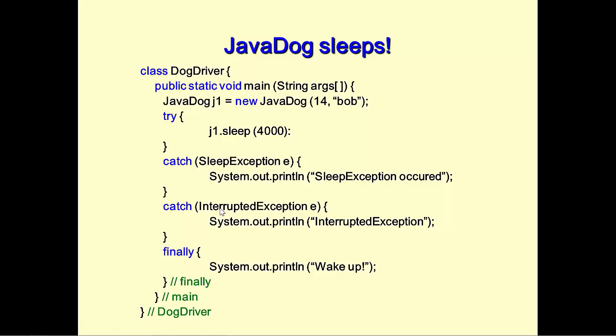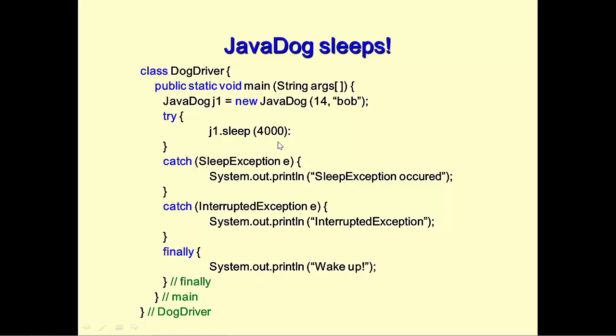So looking at it holistically here, you can see that we create a JavaDog first. JavaDog J1 gets a new JavaDog, passing it a weight of 14 and Bob, and then we try to make that dog sleep. We've got our try block here. We call J1.sleep. Now realize that this could throw a couple of different kinds of exceptions. If it throws a sleep exception, then we'll catch it right here, and we'll print out sleep exception occurred, and then we would come down here to the finally that says wake up.